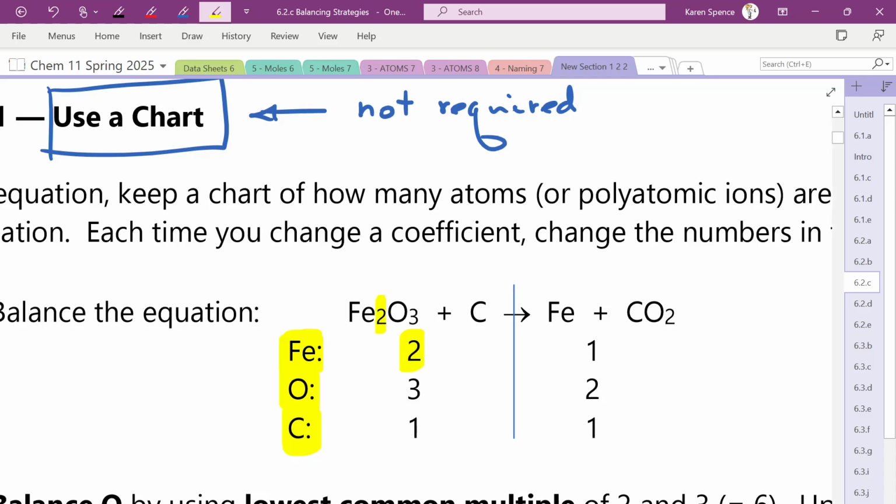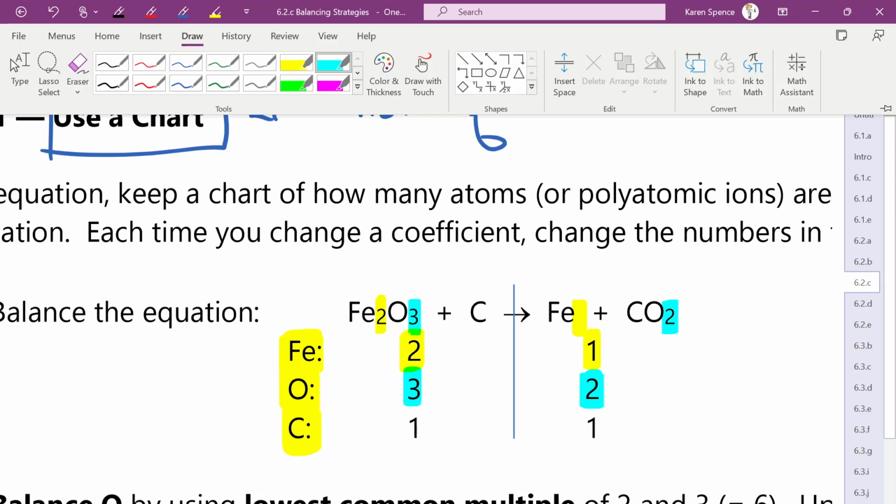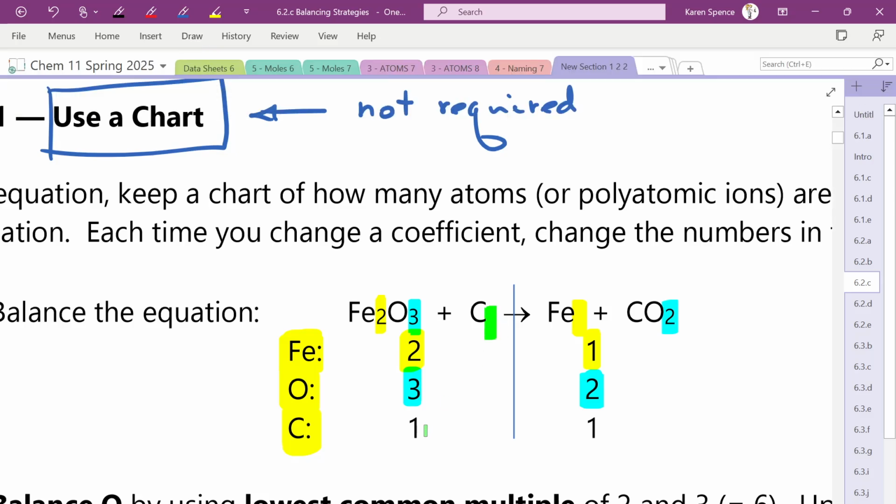Iron, we have 2. On the left-hand side, we have 1. Oxygen, we have 3. And on the right-hand side, we have 2. And then finally, our carbon, on the left-hand side, we have 1. And on the right-hand side, we have 1. So keeping this little chart underneath can help you to keep track of how many you have of each element.